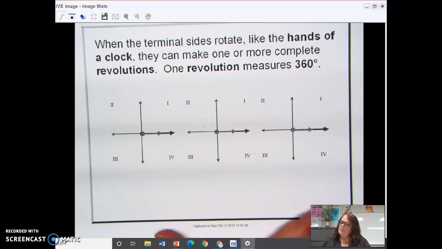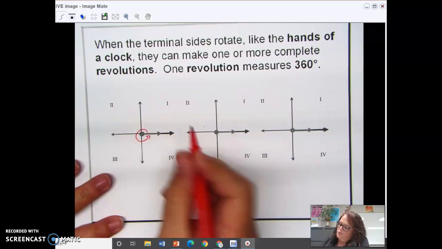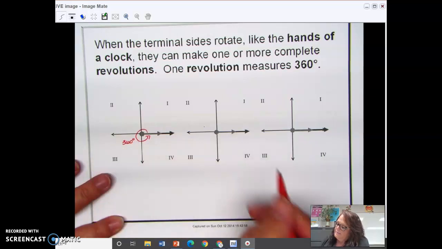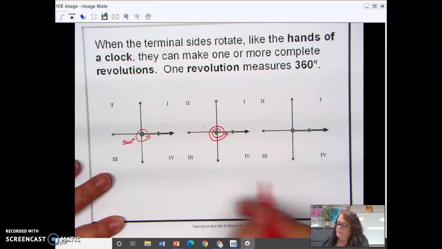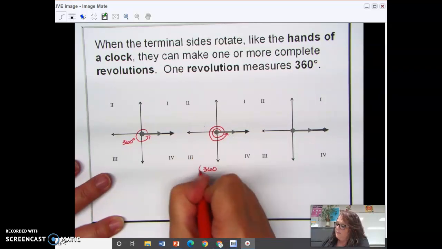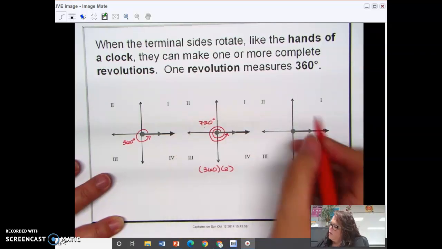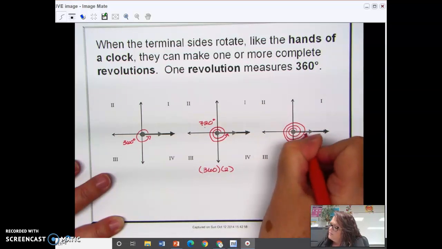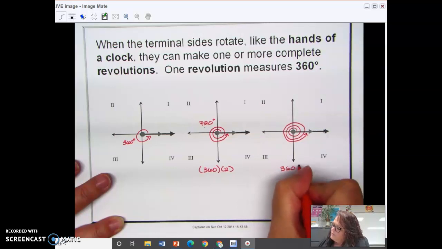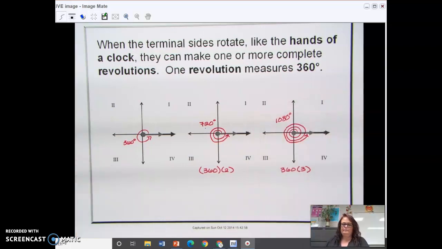All right, so this is talking about when the terminal sides rotate like the hands of a clock, they can make one or more complete revolutions. Like this says, we can have one revolution that's 360 degrees, or I could go around once and then again and end up in that same spot, and we would get 360 times 2, which gives us 720 degrees. Or I could even go around once, twice, and 3 times, and I would get 360 times 3, which I believe is 1080 degrees. Okay.